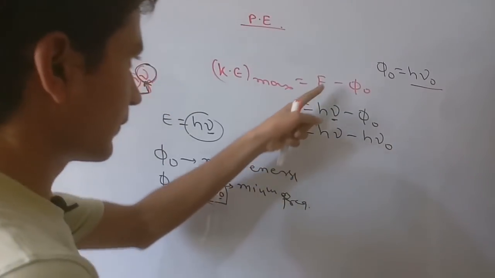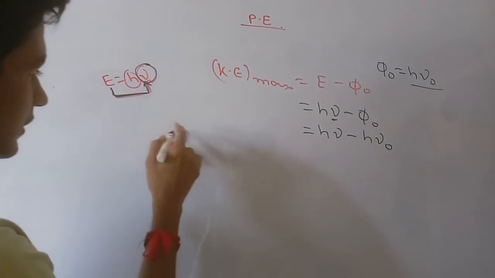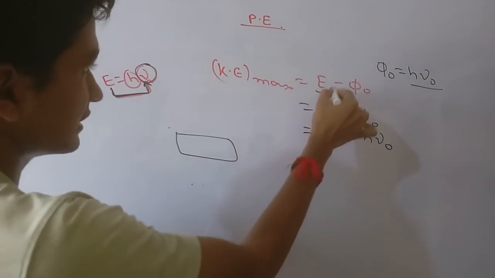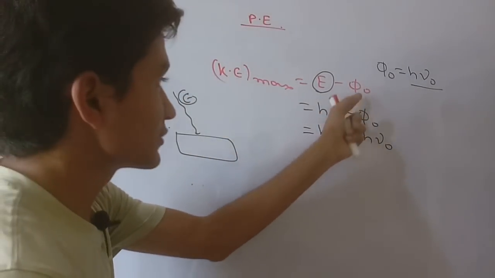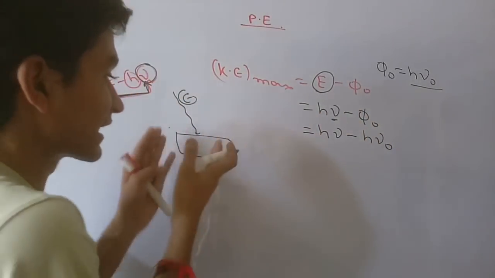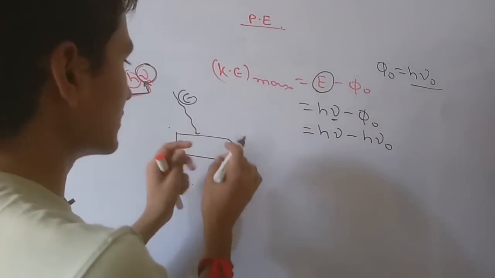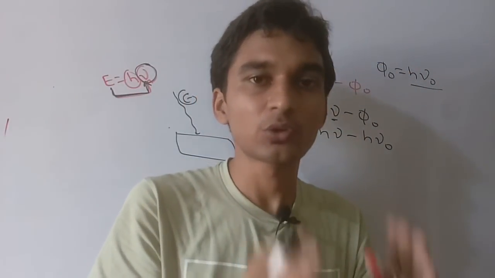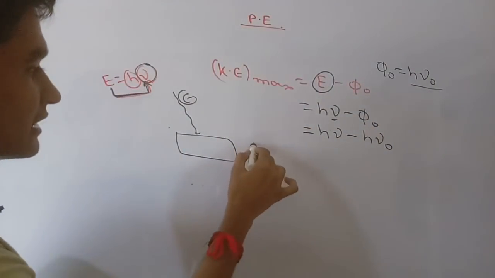And this E, which I was talking about, is the supplied energy to that metal. This phi naught is not supplied energy to the metal, it is the inherent property of that metal. It means this phi naught is required for the metal. If you are going to excite any electron from this metal, you must need energy, that is phi naught.